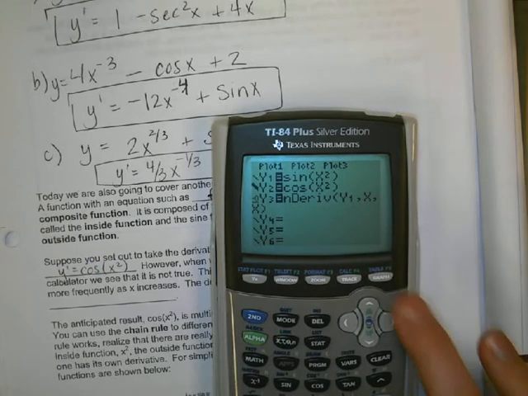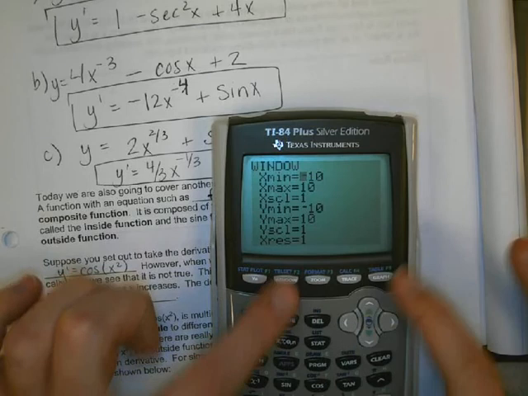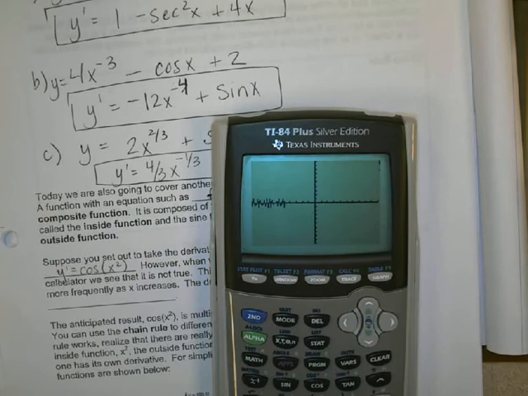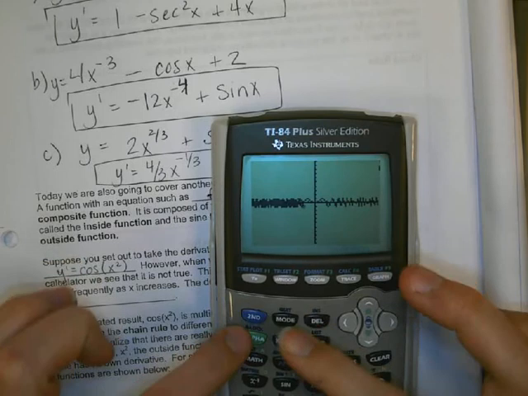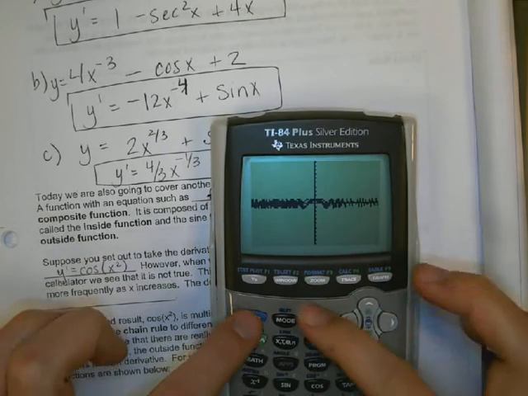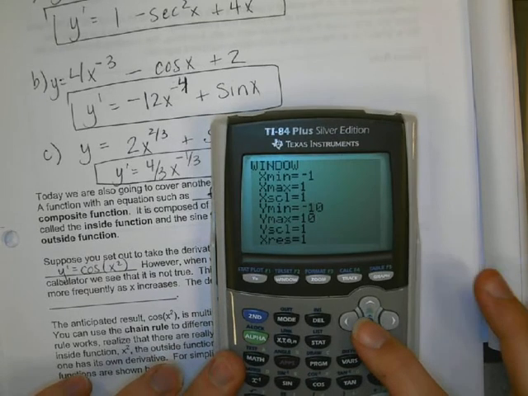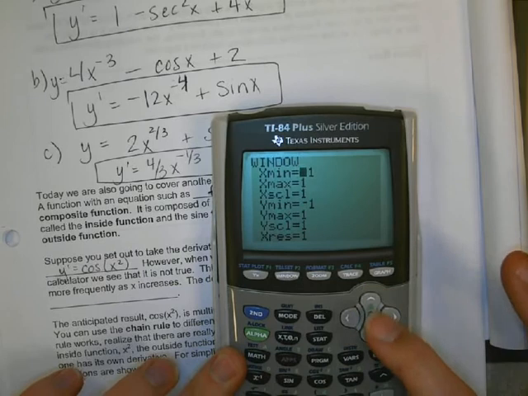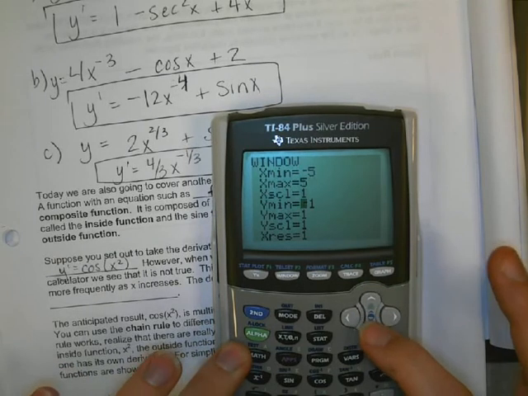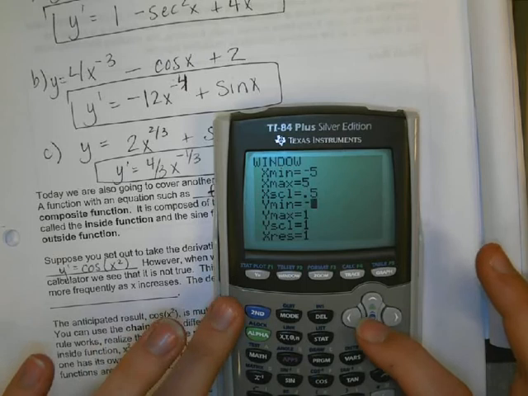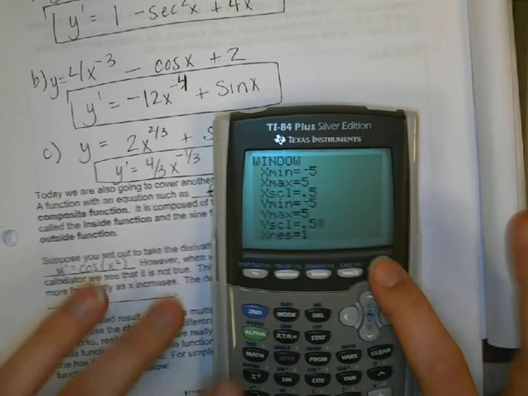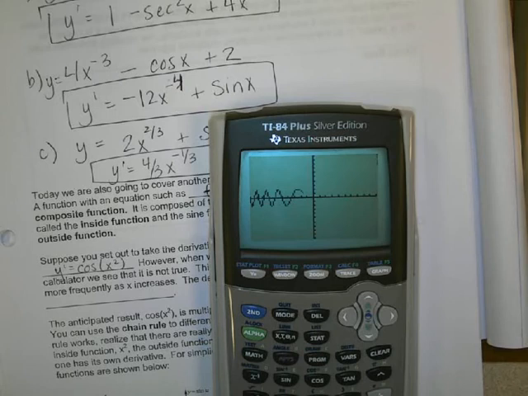Okay, so when we graph, oh dear. Okay, so that's my sine of x squared. Okay, we need to quit that. Let me adjust my window here. Let's go from -1 to 1, or let's say -5. We'll go up by 0.5. I just want a better picture here. Okay, a little bit better. Okay, so there's the original.